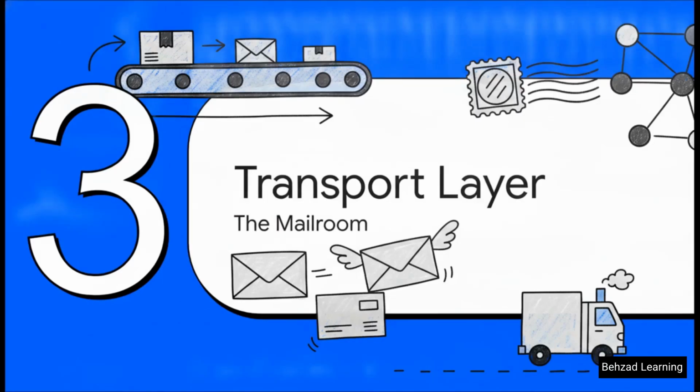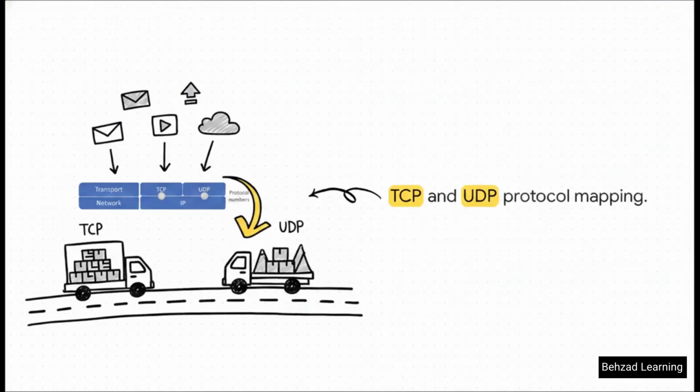Section 3, the transport layer. Down here, the transport layer takes that application data and provides end-to-end transport services. And it does this using two main protocols, TCP and UDP. Below this layer, the IP network acts like a single unified highway. But up here at the transport layer, we suddenly have to make a choice between two very different delivery vehicles.